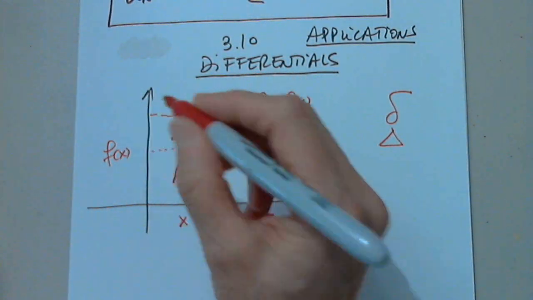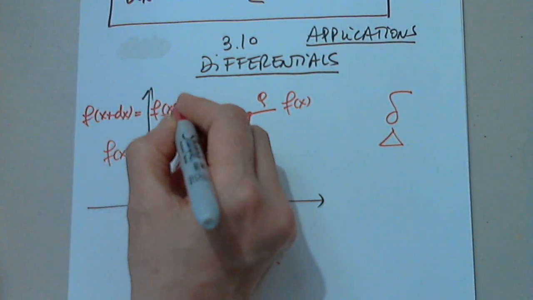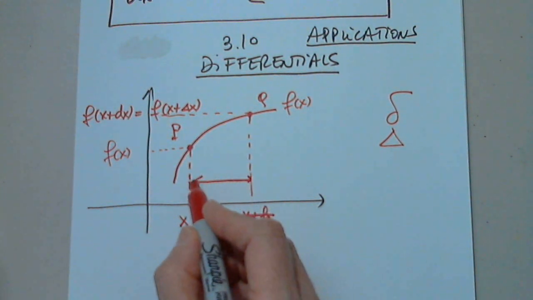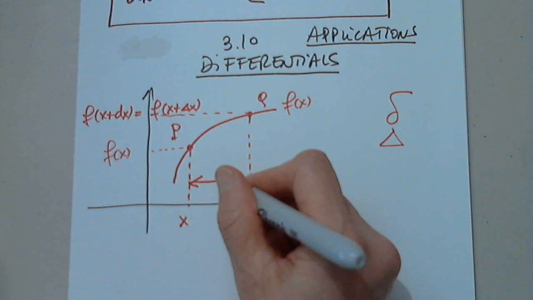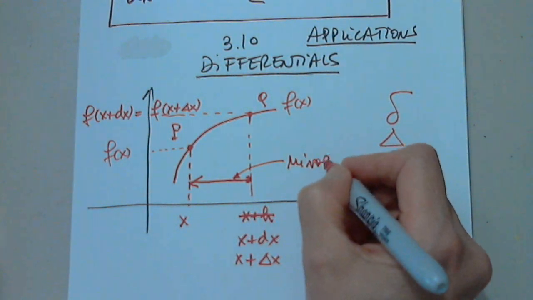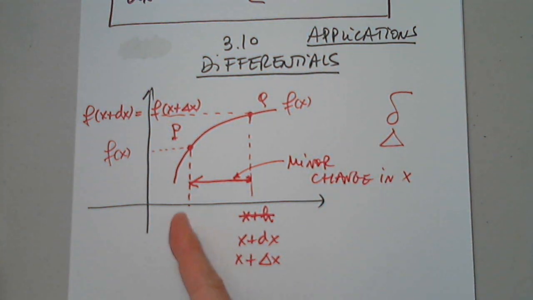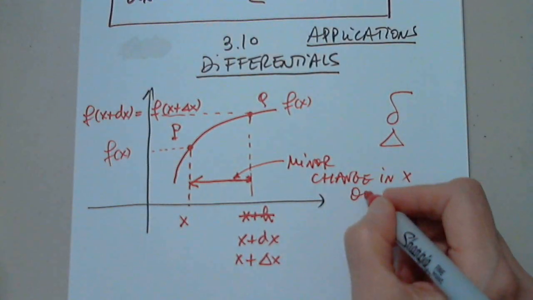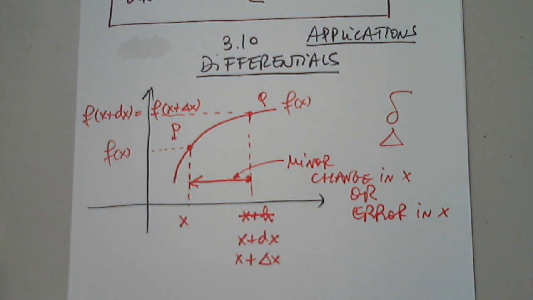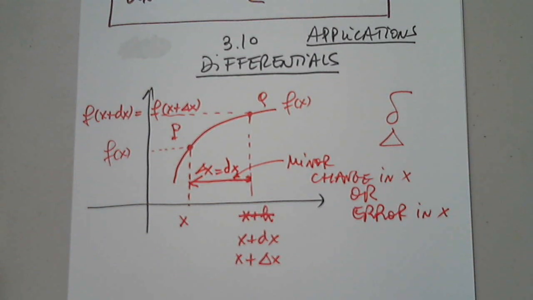And of course, we know up here we have f of x plus dx, which is the same with f of x plus delta x. How come? Well, the error is this. Minor change or error, I don't know how you want to call it. It's the same. Minor change in x, from x to x plus a little bit, or error in x. Or delta x or dx. They all mean the same thing.